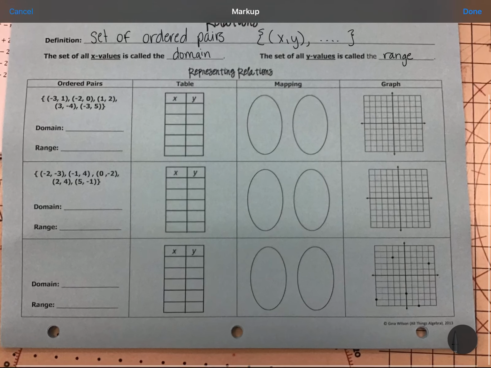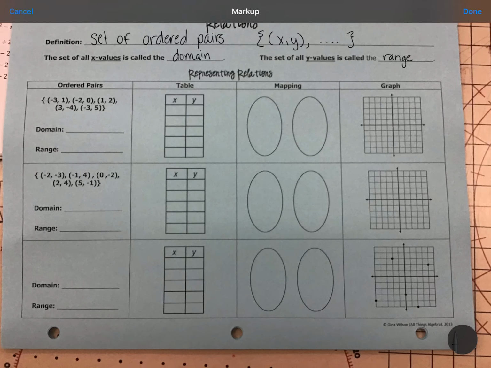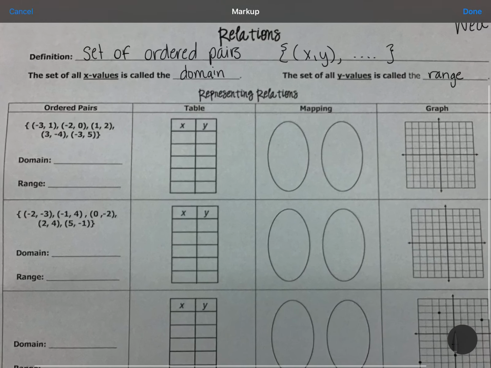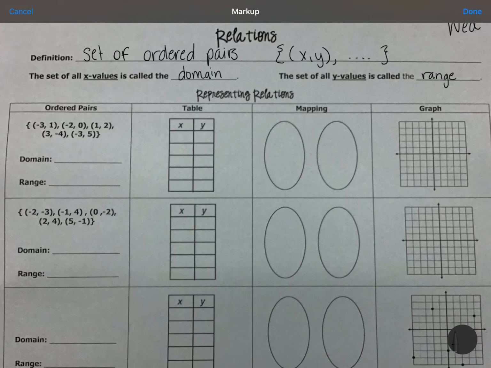All right, so there's three examples here in which we're going to take a set of ordered pairs, and we're going to display it in a table, a mapping, and a graph. And we're also going to talk about the domain and the range. So first, let's take these ordered pairs on the first example, and we're going to put them in a table. Order doesn't matter. I just do my first ordered pair and put it inside of the table. X's go under the X column, Y's go under the Y column. The next ordered pair could go underneath of that, and so forth, until you have filled up your table.